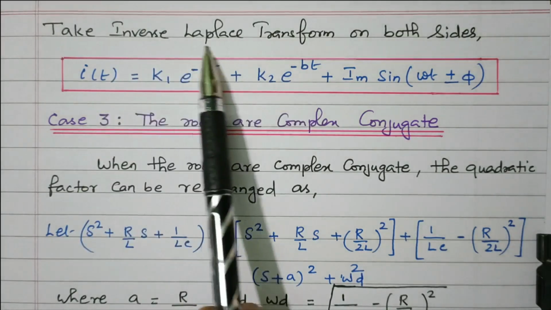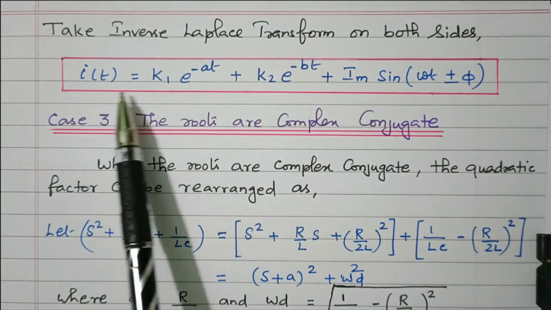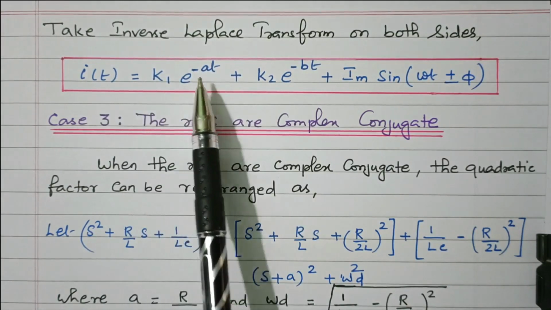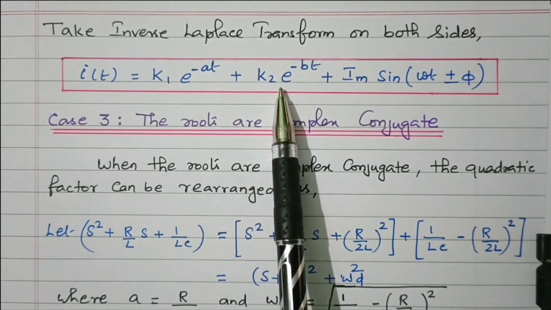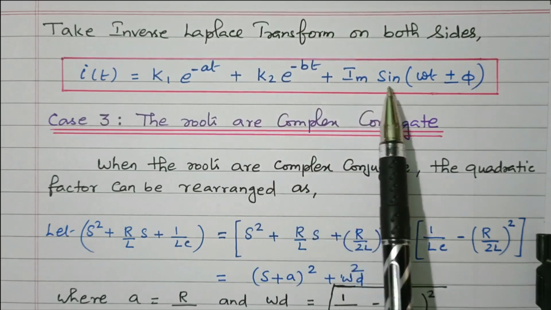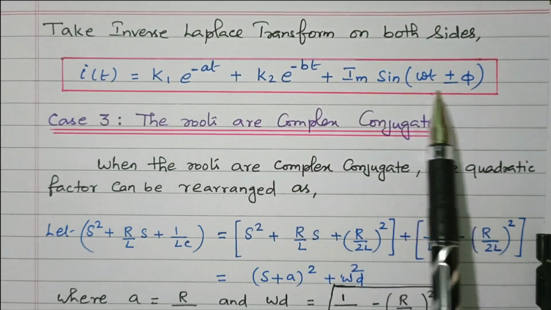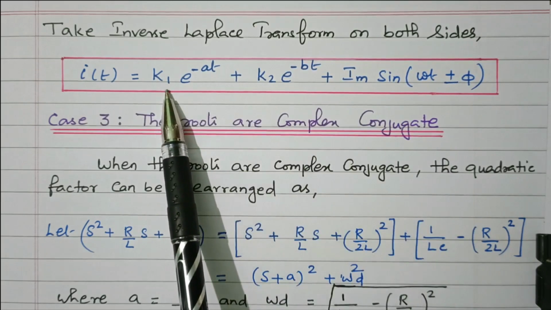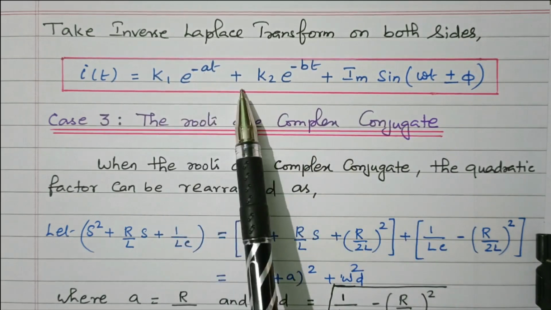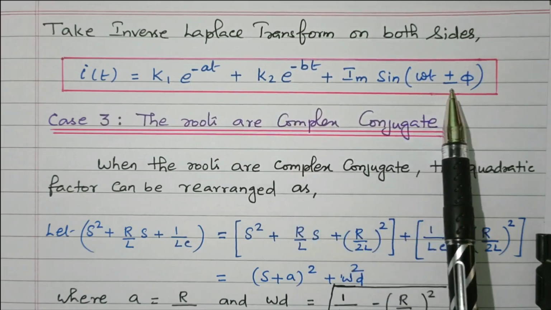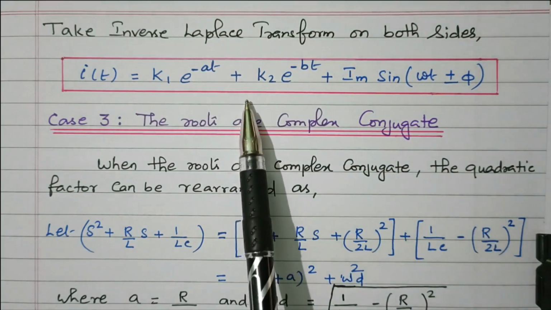So take the inverse Laplace on both sides, so that i of t equals k1 into 1 divided by s plus a, which is e power minus at, plus k2 into 1 divided by s plus b, which is e power minus bt, plus Im sin omega t plus or minus pi. This is very similar to the previous case. Im is the maximum value of steady state current, right? So here we have k1 e power minus at plus k2 e power minus bt plus Im sin omega t plus or minus pi. The second case, real and different.